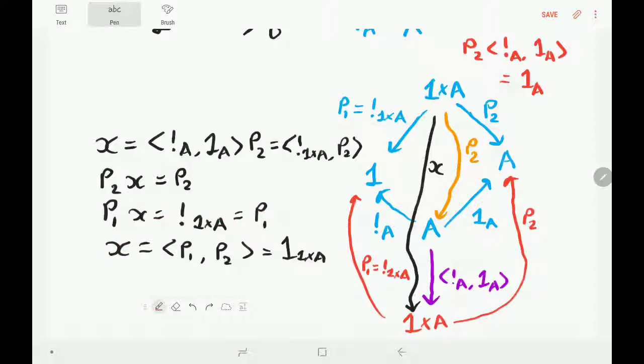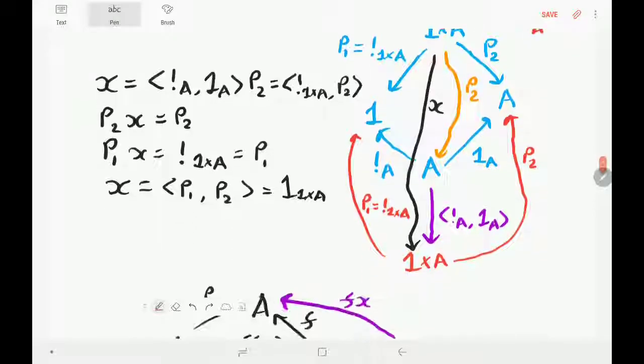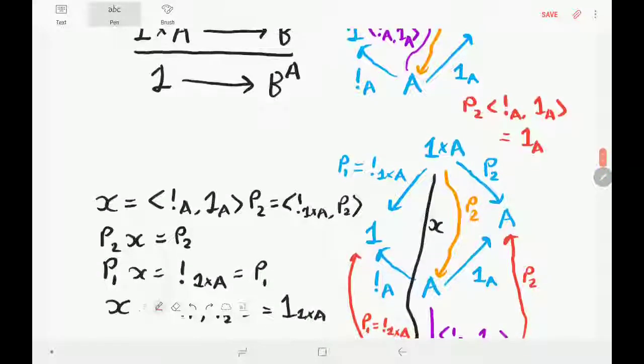So x we can just write as p1 comma p1, or we can just write it as the identity of 1 times a, because it's this unique intermediary arrow, and we know that using the identity of 1 times a in place of this x has just these same properties, and there's only one such arrow with these properties. So there we go. Okay, so we've got that.